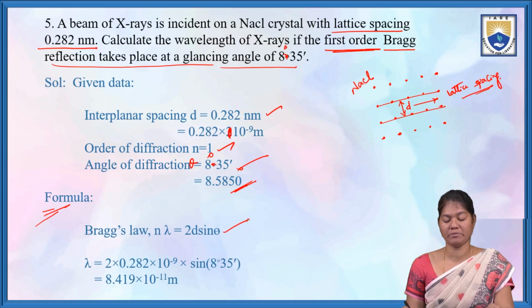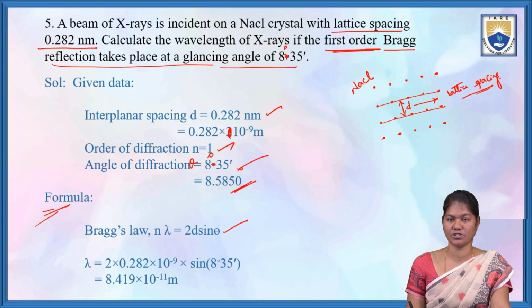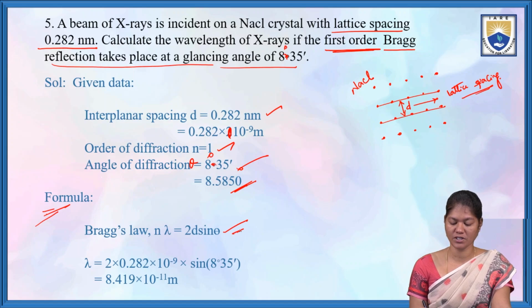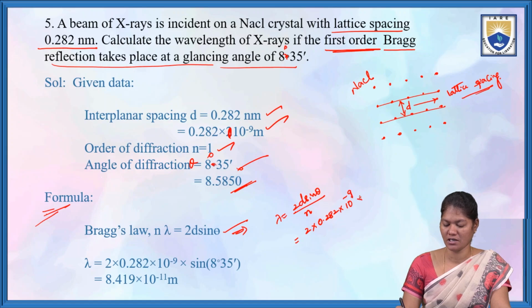So Bragg's law: n lambda is equal to 2d sin theta. We may calculate lambda by using Bragg's law. So lambda is equal to 2d sin theta by n. So 2 into d, the lattice spacing, 0.282 into 10 power minus 9 meters into sine of 8 degrees 35 minutes. That's it.